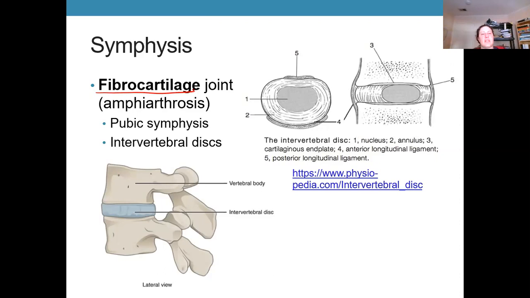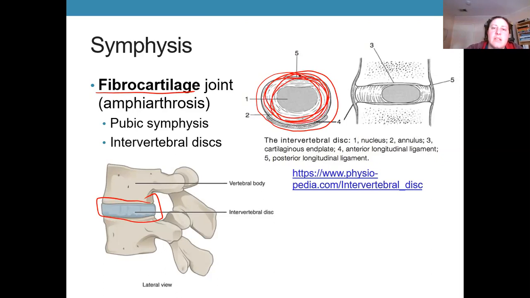And we have a couple of places where fibrocartilage connects bones to each other. One we've already talked about, the intervertebral discs, which here is again the picture of that. And then this is showing you the disc head on. It's actually these crazy rings of fibrocartilage. And then the middle is actually a pulpy, sort of gelatinous, squishy substance, which helps with the slight mobility that we see at these discs.